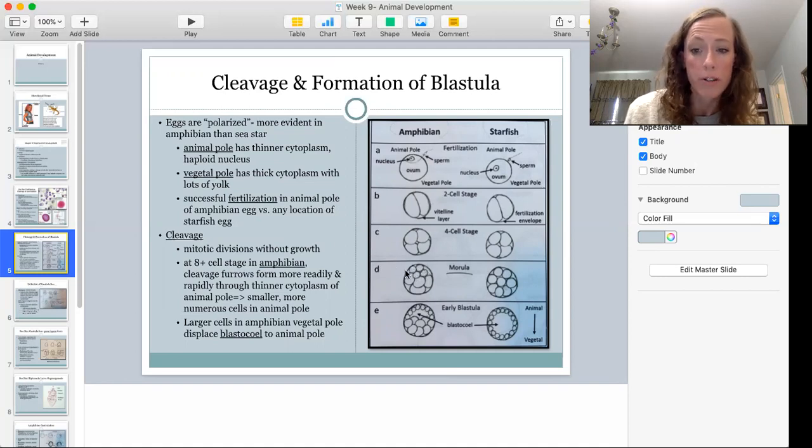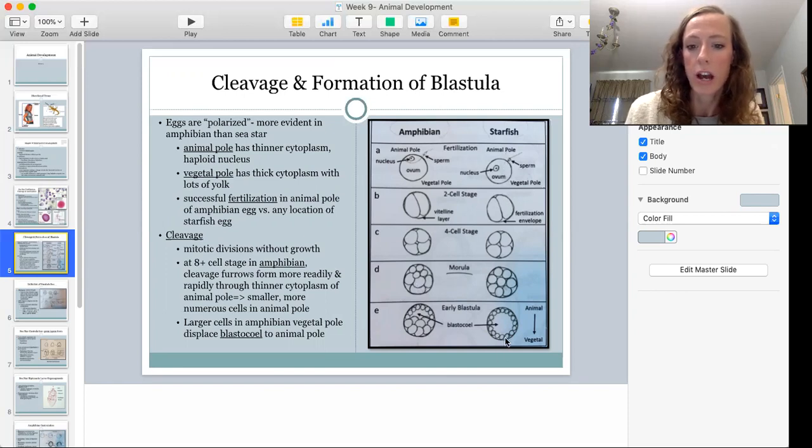There's going to be more numerous cells here in the animal pole too, again, because of the easier cleavage through those animal pole cells. And then the vegetal pole will be characterized by larger, more dense cells in the lower vegetal hemisphere. Okay. And that's not as clearly seen in your sea star.